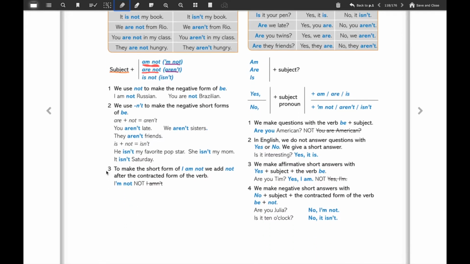Rule number 3. To make short forms of I am not, we add not after the contracted form of the verb. Example, I'm not, as you can see here, okay? You have to pay attention to that. You're going to contract the subject and the verb to be, not the verb to be and the negation, okay? Vamos a hacer la contracción en el pronombre personal y el verbo to be, no en el verbo to be con la negación como lo hace el resto.